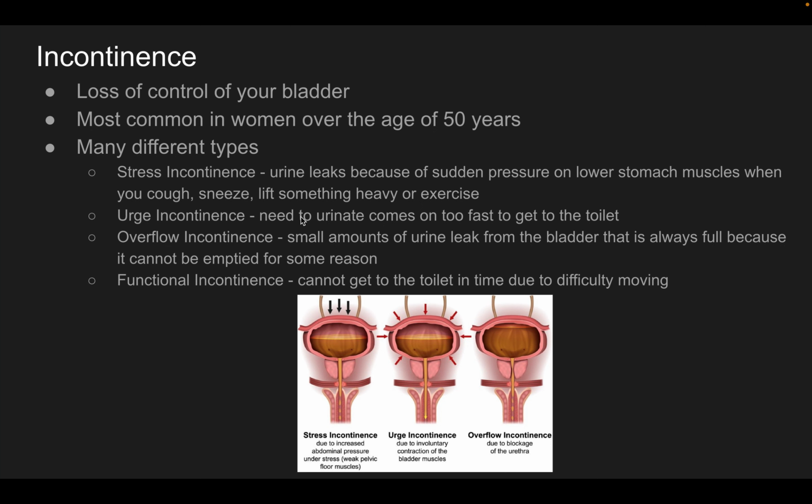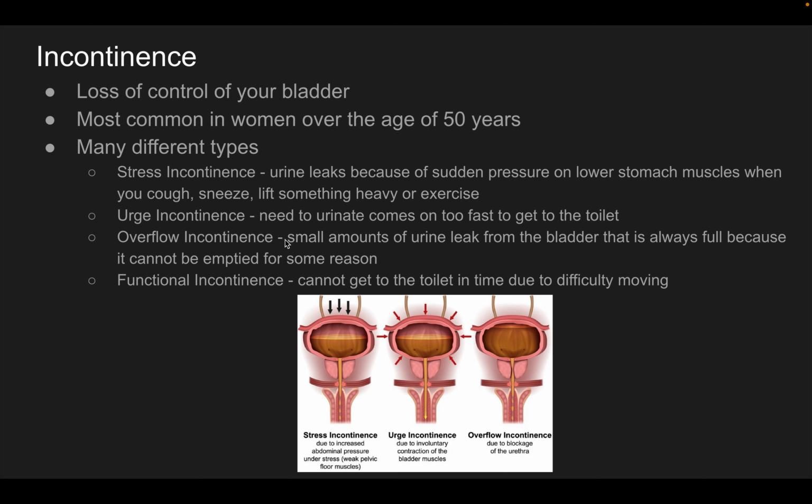Urge incontinence means that basically, you get that feeling that you have to go to the bathroom and you can't hold it. So it's that super concentrated urge, and the person can't actually get to the toilet in time. Usually, again, this is happening in older people, so they can't move as fast too. So that's an obvious problem with urge incontinence.